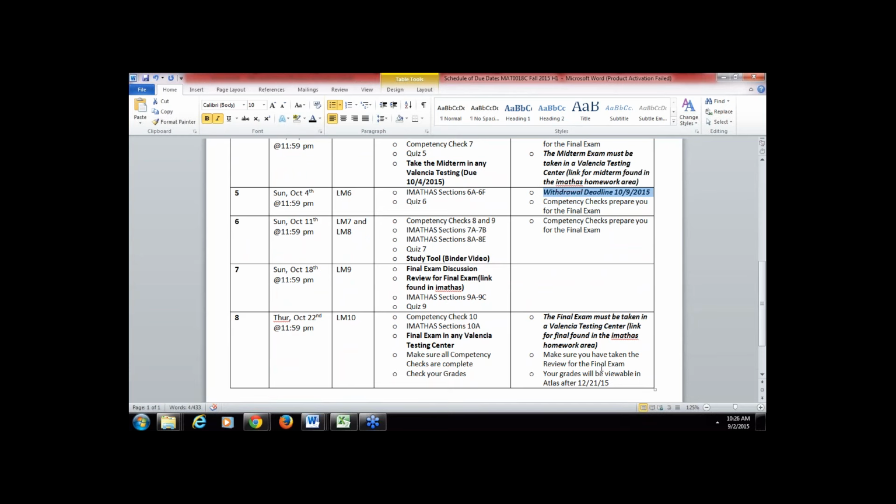And then your final exam is due at the end of the semester. The last possible day to take your final exam is October 22nd. Now, I know this says 11:59 p.m., but keep in mind, Valencia testing centers do not stay open till midnight. Okay, so keep that in mind. So you just want to make sure you have those dates in your calendar.